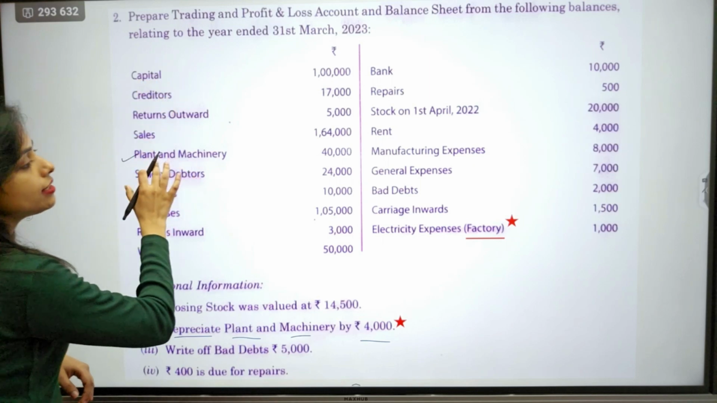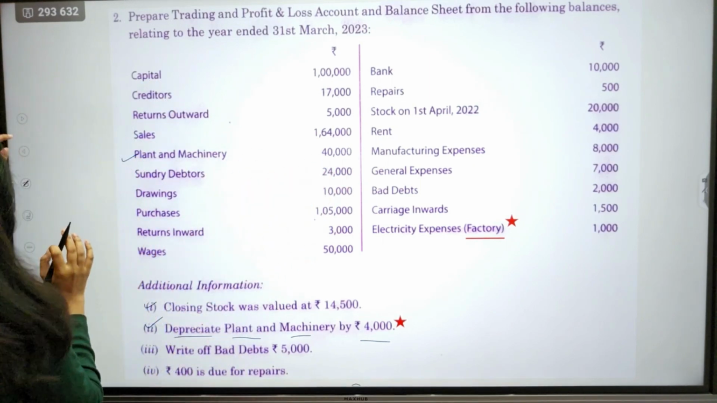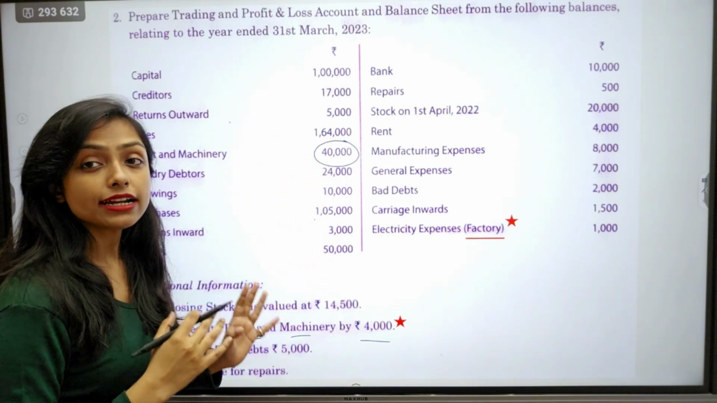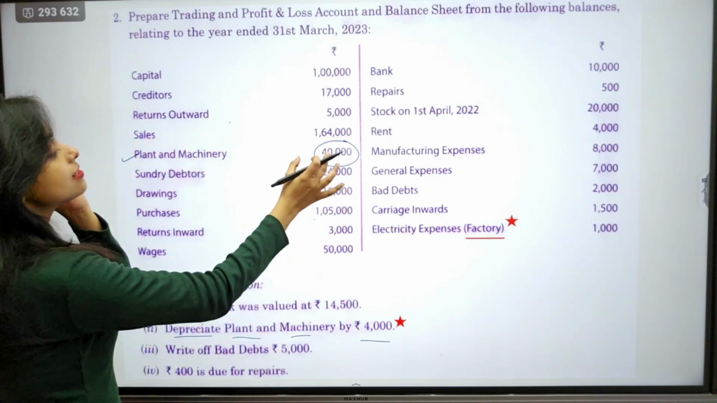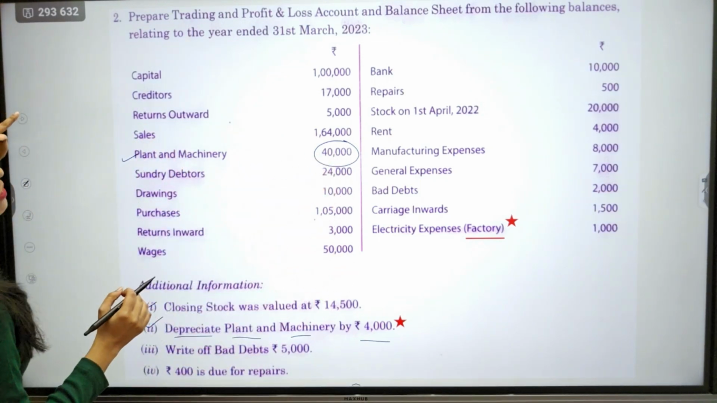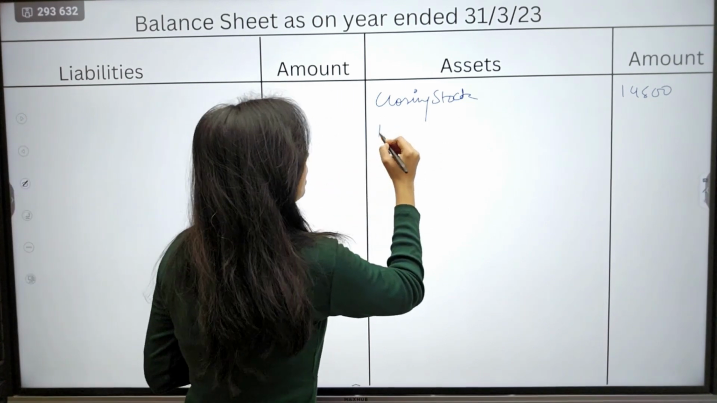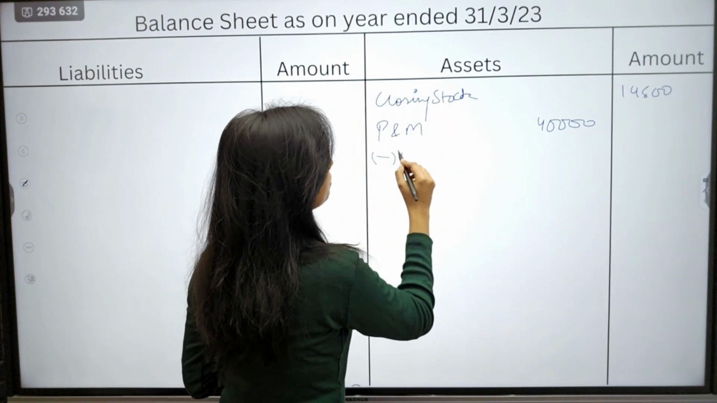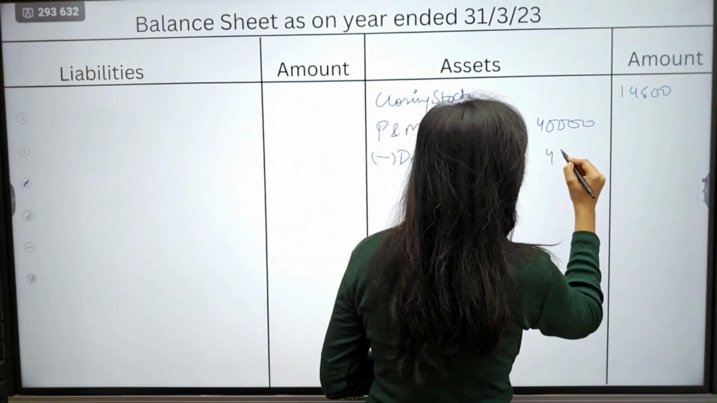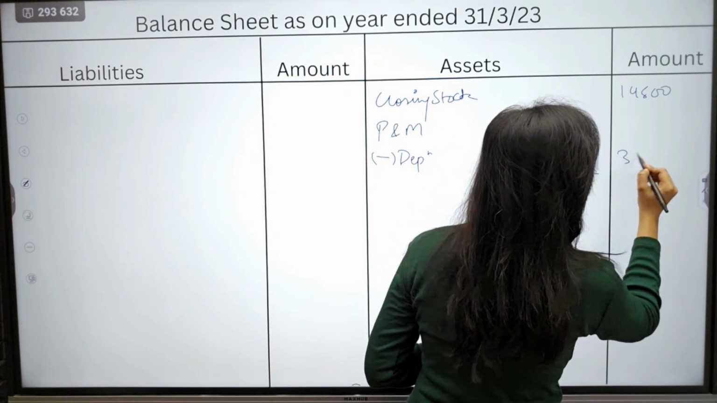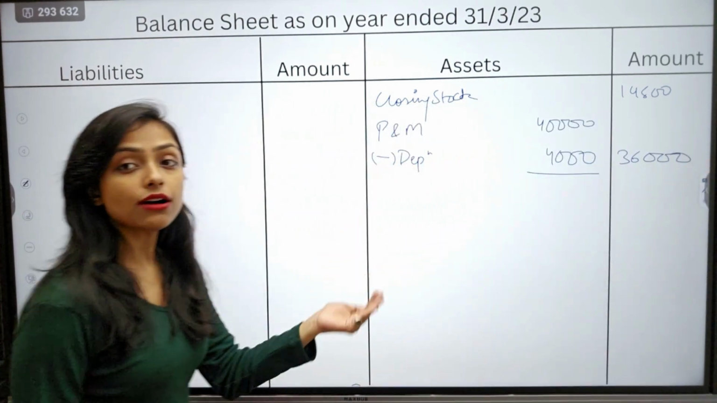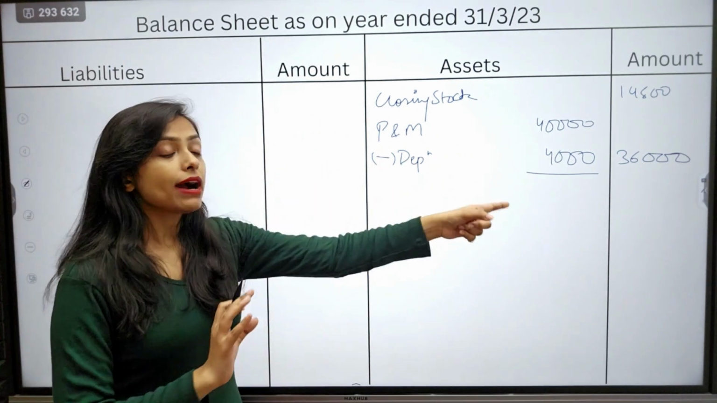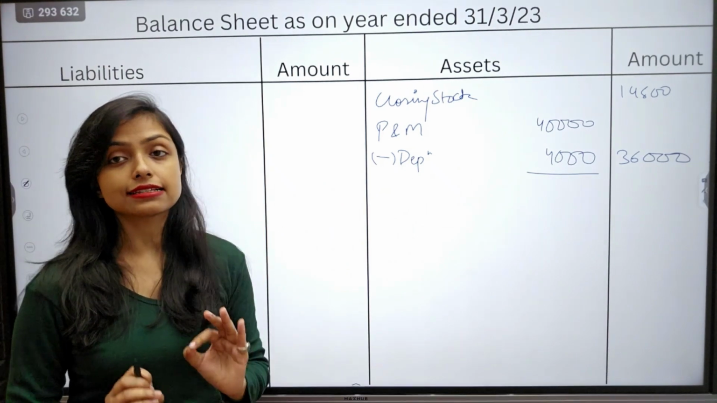Let's find plant and machinery. Here we have it. 40,000 rupees plant and machinery we have. Depreciation is not adjusted over here. That is why it is given in the additional information. Okay. This is the undepreciated value. So 4,000 rupees we have to depreciate. Plant and machinery was 40,000 rupees. But now we have to depreciate it by 4,000 rupees. That means the actual value of my machinery was what? 36,000 rupees. So now I have shown it for all the users of my financial information that, look, my machinery is actually at 36,000 rupees.